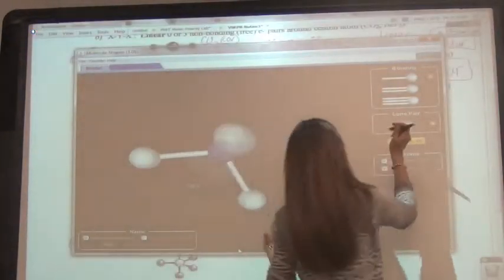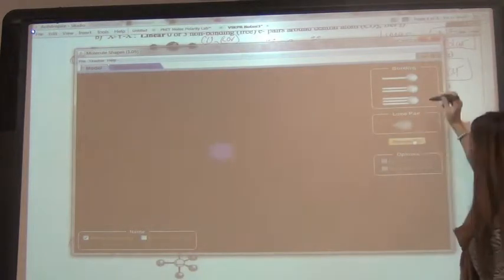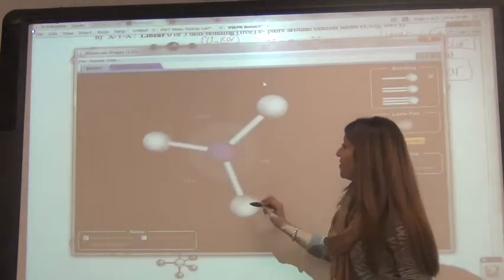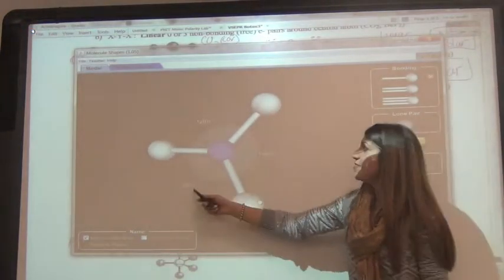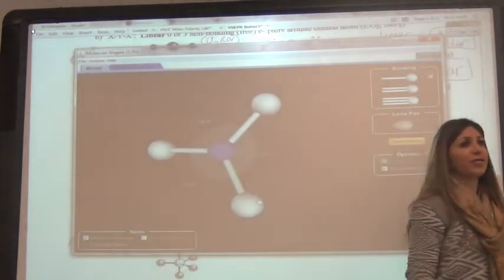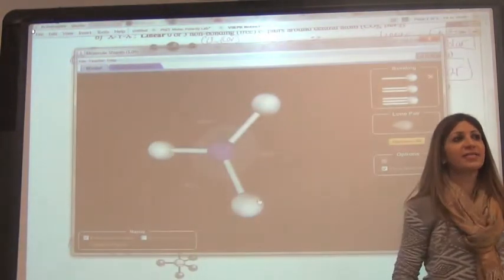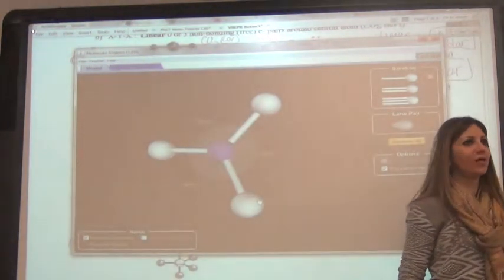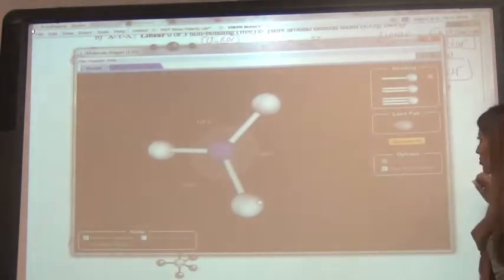Right, so we're going to do 3 single bonds. Let me remove all. 1, 2, 3 single bonds. And this is the shape that it has. And you can see that our angles are all 120 degrees. So we call this, everybody say it, planar equilateral triangle. Planar equilateral triangle. Okay? So that's our planar equilateral triangle.